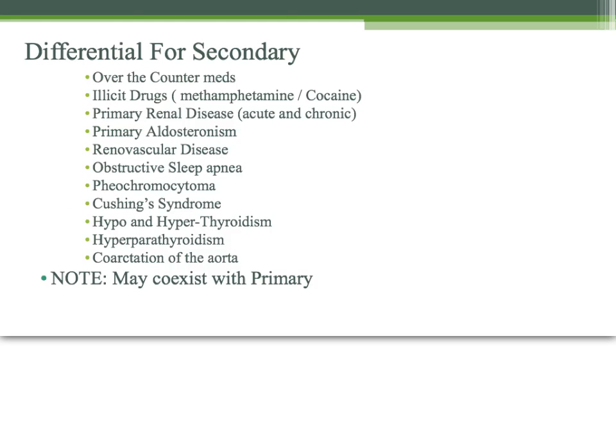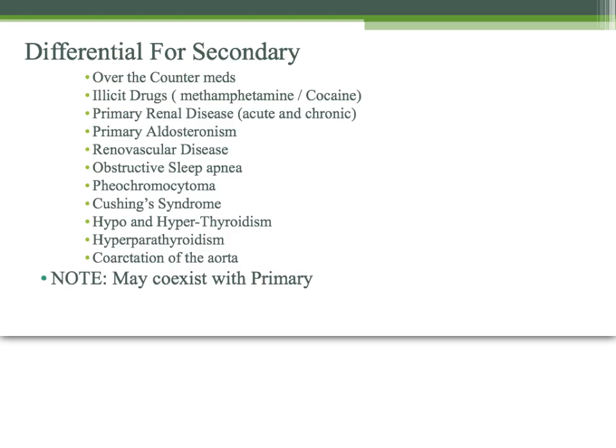So now, what about secondary hypertension? The first thing that you want to take care to realize is that it may coexist with primary hypertension. So you may say, oh, you have kidney damage, and so you have glomerulonephritis, and okay, this is why you have hypertension. But then when you go in and fix everything, the hypertension doesn't go away. The reason may have been that a primary hypertension coexisted with the secondary.